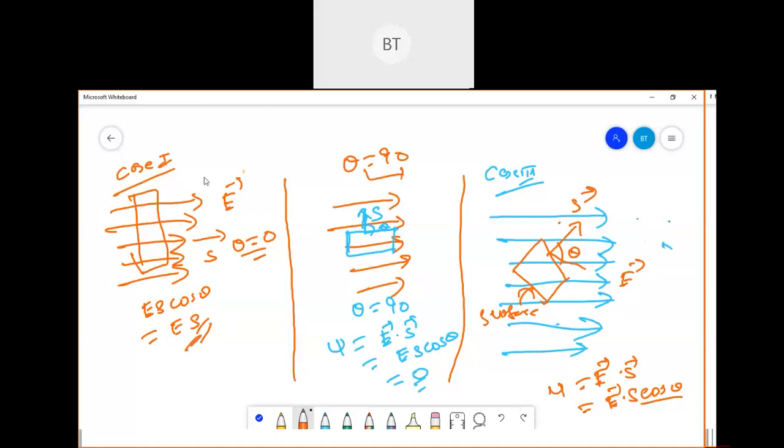Suppose I have taken theta equal to 0. So we are getting some ES value here. Now I have increased the value of theta from 0 to 90. What am I getting here? 0. So now in the third case, some angle is there. Let's suppose that is 45 degrees, or anything. Let's suppose it is theta degrees only. So what am I getting here? ES cos theta.